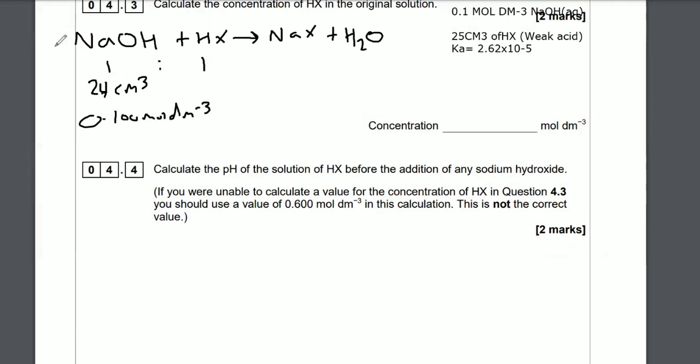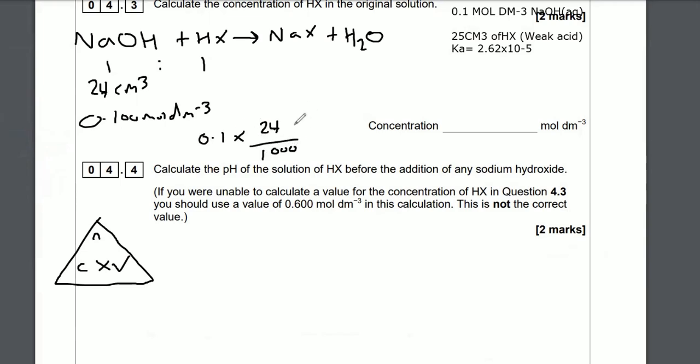So let's do the moles of the base first. 24 centimeter cubed is the volume. What do you have to do to convert to decimeters cubed? Remember, in titrations, and in most of chemistry, centimeter cubed is turned to decimeter cubed when you're dealing with solutions. So we're going to use n equals c times v. 0.1 is the concentration of the sodium hydroxide, times 24 over 1,000. That's 0.024. And we get 2.4 times 10 to the minus 3, and that is the moles of sodium hydroxide.